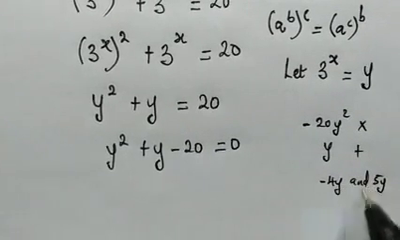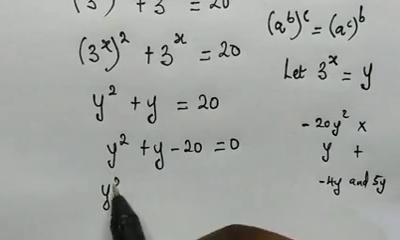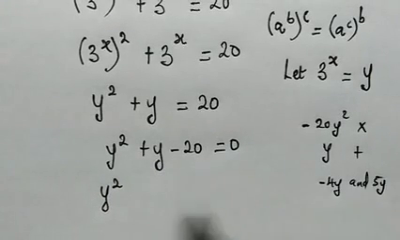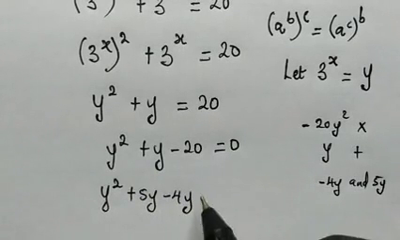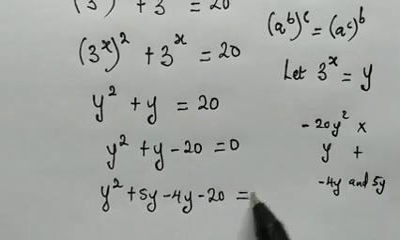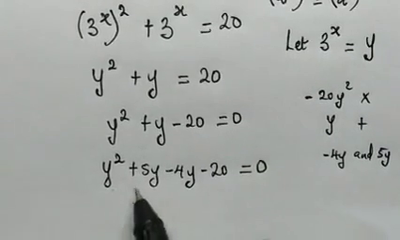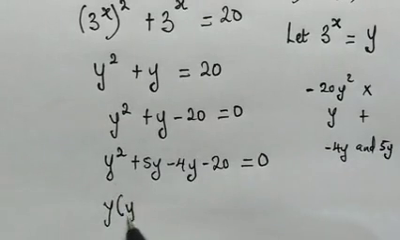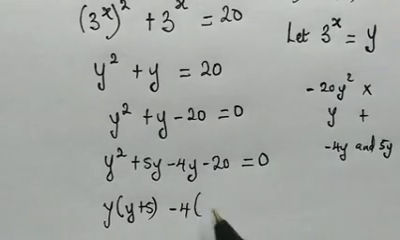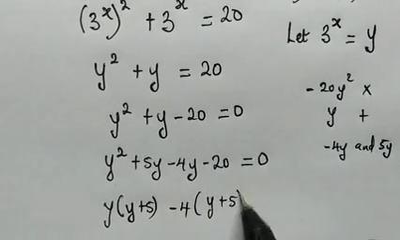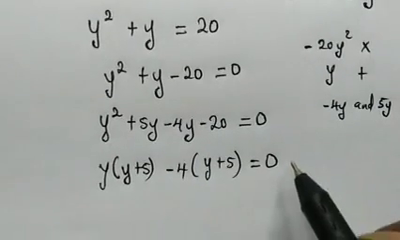So now we're going to write the equation as y squared. So instead of y, we use this. So that will be plus 5y minus 4y. Then minus 20, this is equal to 0. From here, y is common, factor out y, and we have y plus 5. Here, negative 4, factor it out, and we have y plus 5. And this is equal to 0.